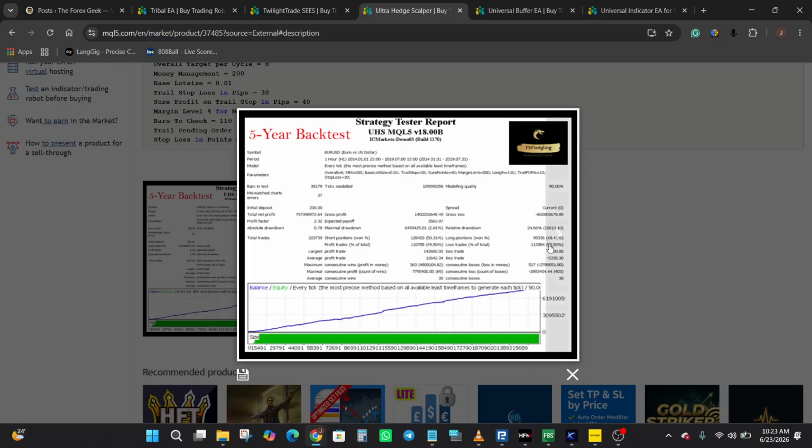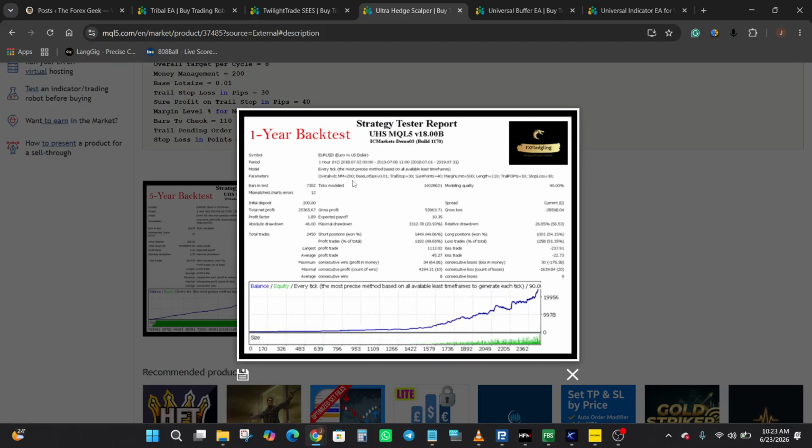Okay. Let's look at the 1-year backtest here on EURUSD H1 time frame. This was between 8th July 2018 to 8th July 2019. $200 deposit, 25,365.67 net profit, 2,450 total trades taken, out of which 1,192 were profitable, giving us a 48.65% win rate. All right, let's head over to our strategy tester.